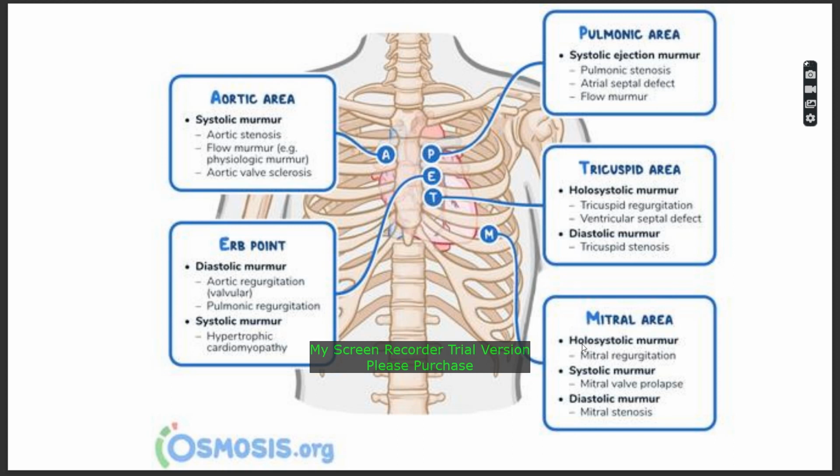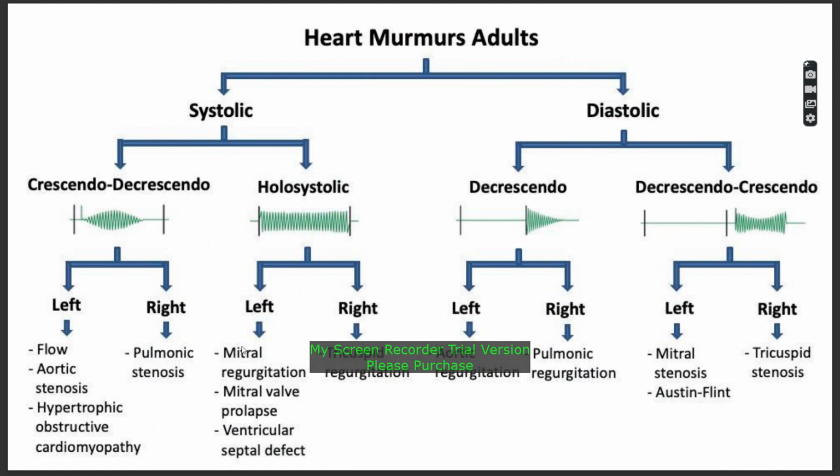Mitral area, pansystolic murmur: mitral regurgitation. Systolic murmur: mitral valve prolapse, which is bulging of the mitral valve into the atrium. Diastolic murmur: mitral stenosis. Erb's point, diastolic murmur: aortic regurgitation, pulmonic regurgitation. Systolic murmur: hypertrophic cardiomyopathy.